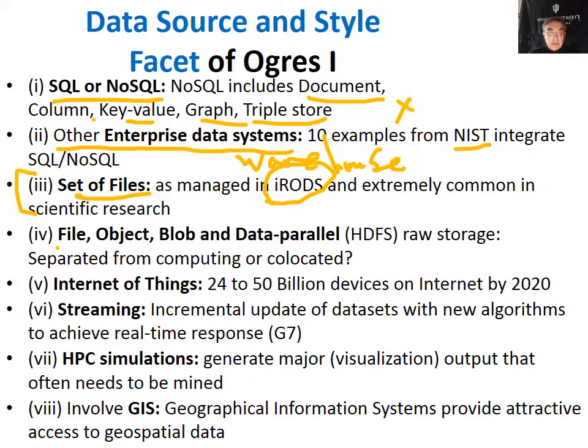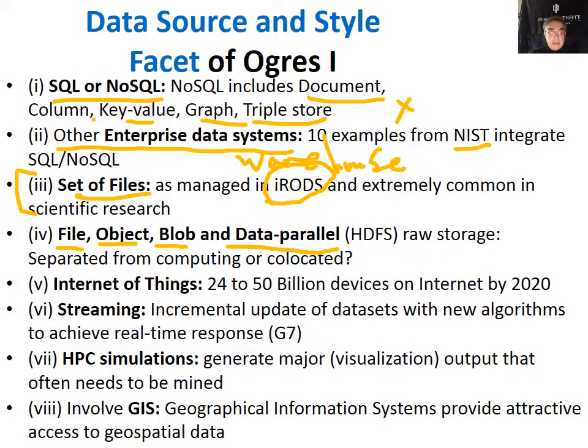Under files, as well as files, we have object stores, we have blobs, which are essentially object stores, and we also have the important data parallel storage model. In the data parallel storage model, you divide the data up into parts and place different parts of the data on each node, and typically those are the same nodes that do your computing. So data parallel storage satisfies the dream, the goal, of bringing the computing to the data.